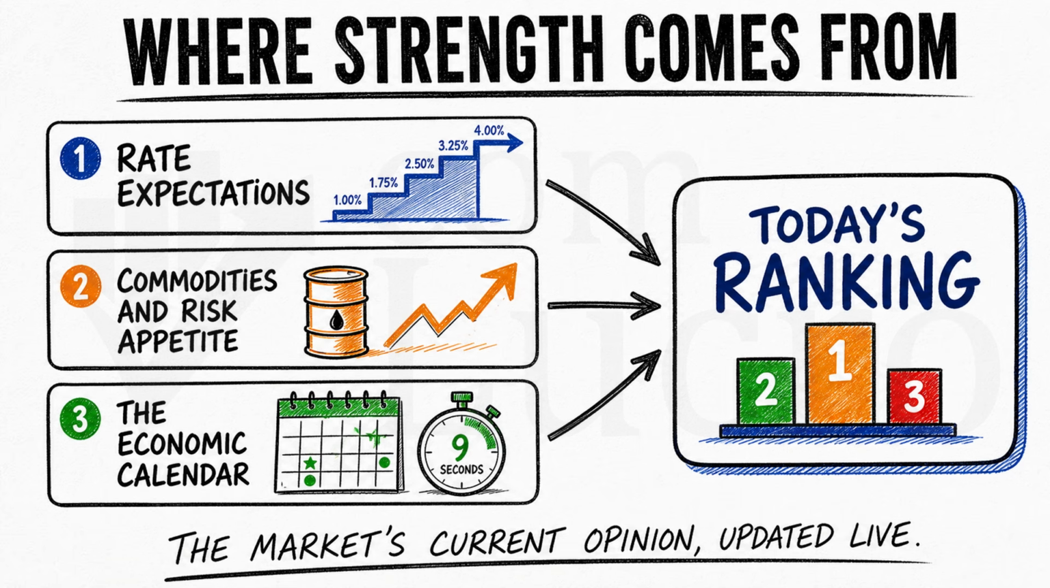And there's nothing mystical about where that strength comes from. It's all things we've already covered. Interest rate expectations, which we met with the yen and the franc, commodity prices and risk appetite, which drive the Aussie, the Kiwi, and the Loonie, and the economic calendar, which can rewrite the entire ranking in 9 seconds. Strength is just the market's current opinion about a currency, updated live.